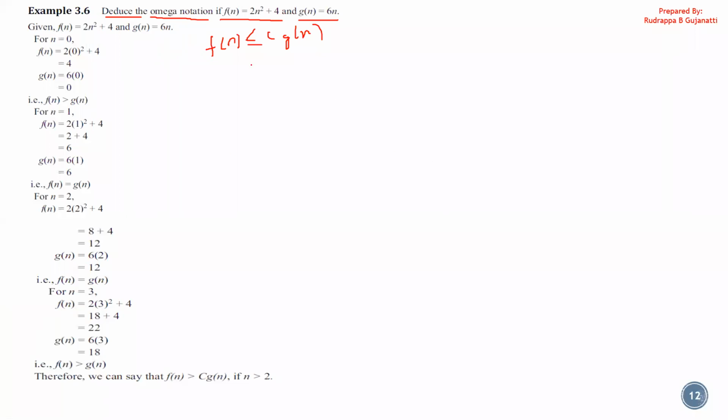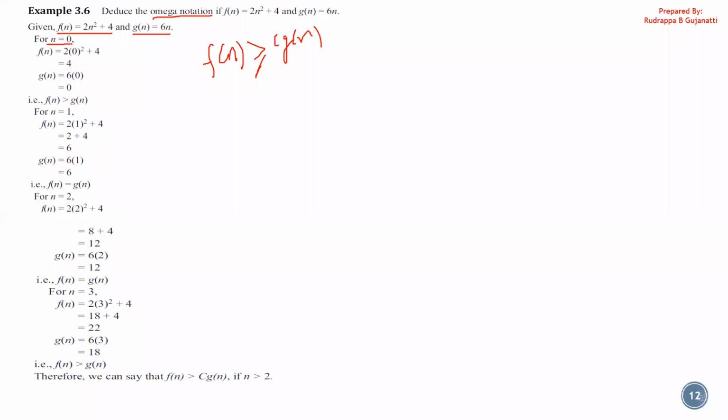So this is what I have to check out. The condition is greater than or equal to. So I have to check the condition f of n is greater than or equal to c times g of n. This is what you have to check for omega notation. So now you have f of n as 2 times n square plus 4 and g of n as 6 times n. Now again, you go for the trial and error method.